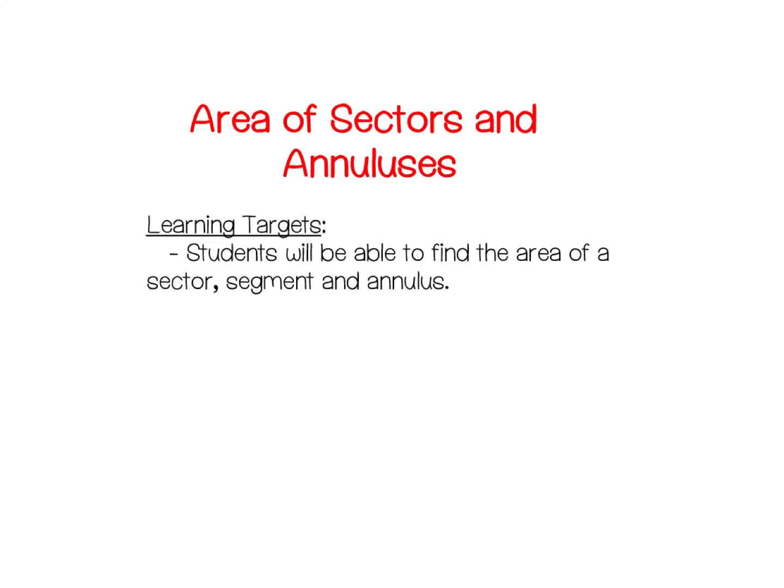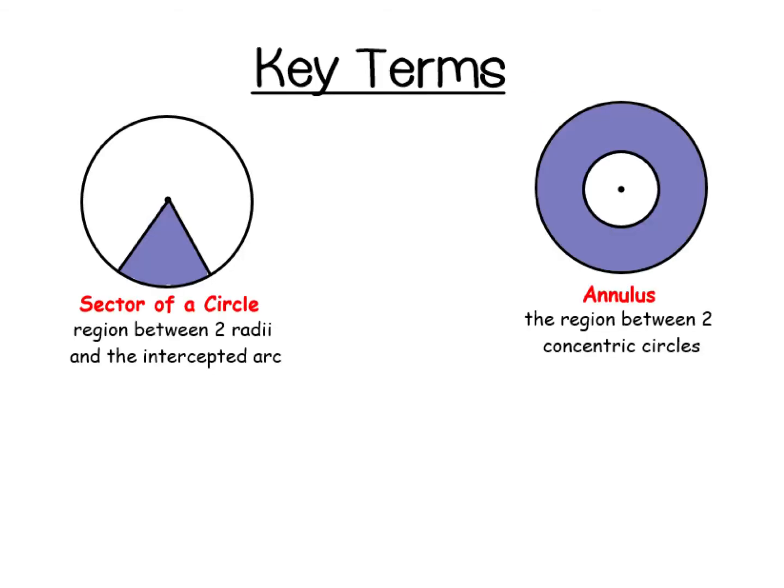Today what we're going to be doing is learning how to find the areas of something called sectors and annuluses. All right, so let's first of all talk about what those things are. So a sector of a circle is like a slice of a pie. Okay, it's the region between two radii and the intercepted arc. So this purple area here to the left. Okay, so it's like a slice of pie or a piece of pizza.